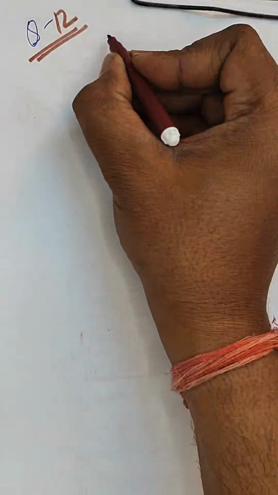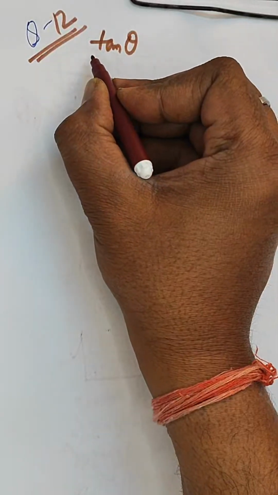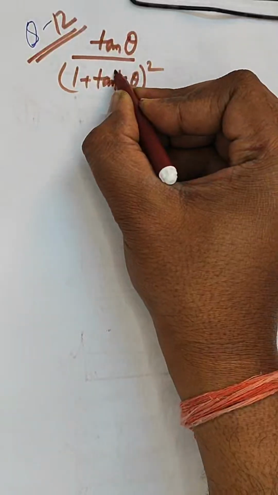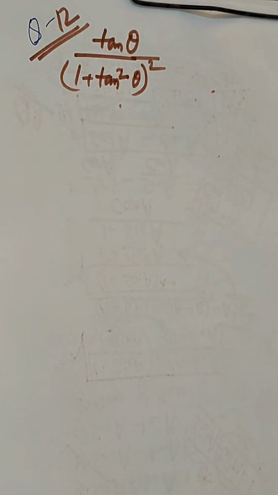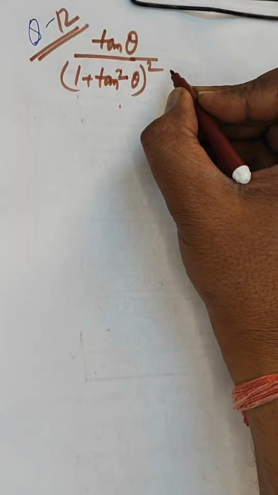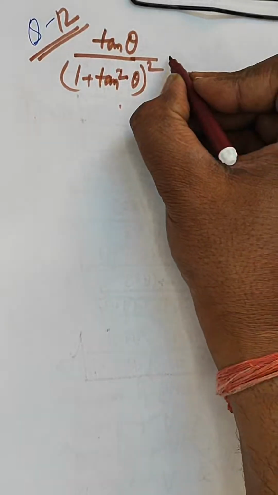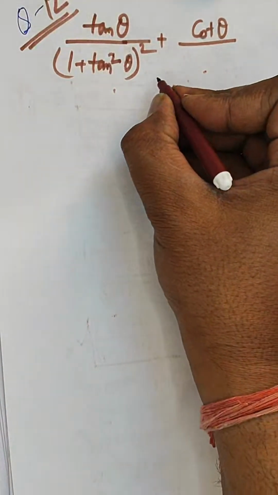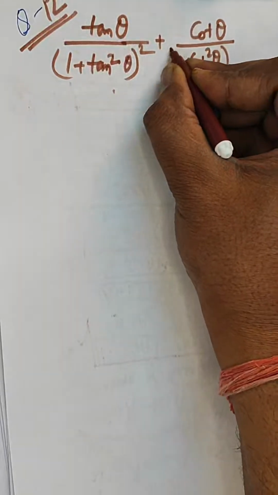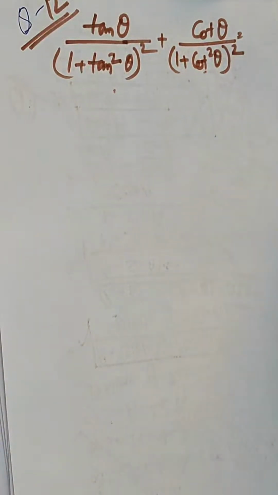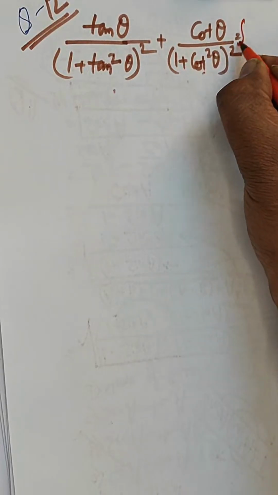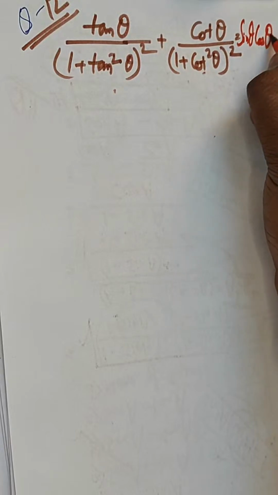Let me take this question. We need to prove that (tan theta divided by 1 plus tan square theta) whole square plus (cot theta divided by 1 plus cot square theta) whole square is equal to sine theta cos theta. This is the application of the formulas. The three relations we have are: sine square theta plus cos square theta equal to 1, sec square theta minus tan square theta equal to 1, cosec square theta minus cot square theta equal to 1, right? That needs to be proved.